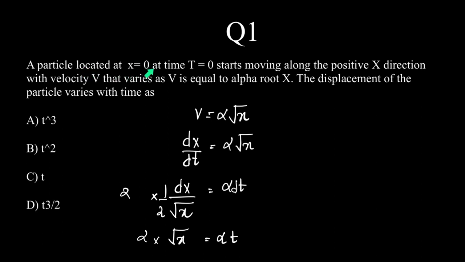A particle located at x equal to 0 at time t equal to 0 starts moving along the positive x direction with velocity v that varies as v equal to alpha root x. The displacement of the particle varies with time as?